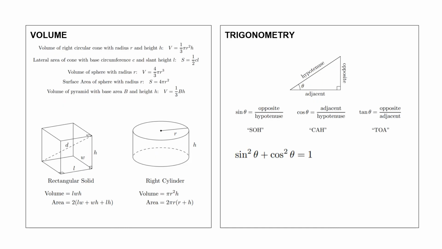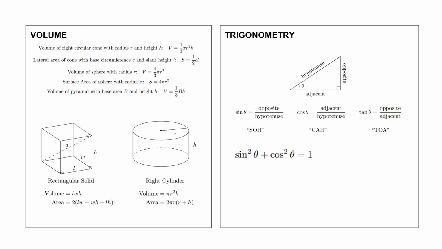So on the topic of volume, you have a few of these on your reference sheet, but I wouldn't really rely on them because there's so little of them. They give you the volume of a sphere, cone, and pyramid, and also the surface area of a sphere. But I advise to just memorize them, right? The volume of a cone is 1/3 pi r squared h. The surface area, I don't think you really have to remember, but it's 1/2 cl, with c as the circumference and l as the slant height.